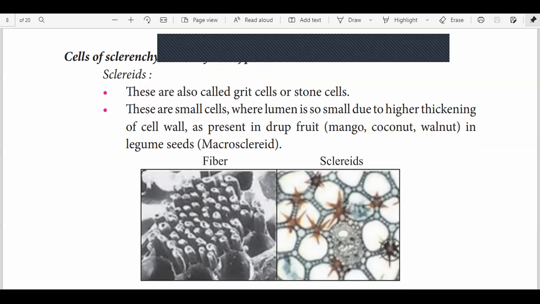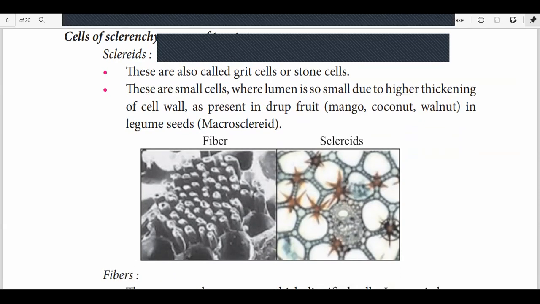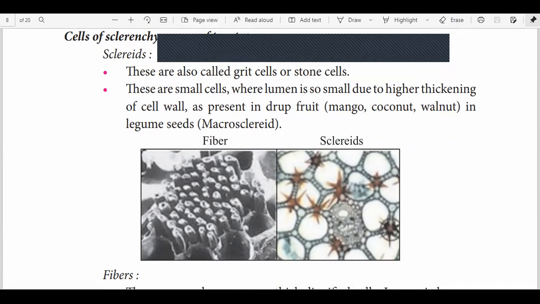They are not very big in size, like you have seen in the picture. These are the stone cells. They are very small in size, where the lumen is so small due to high thickening. We can simply say that because of the high thickening, the lumen is very small. Generally, the drupe fruits like mango, coconut husk, and walnut shell are made up of these.